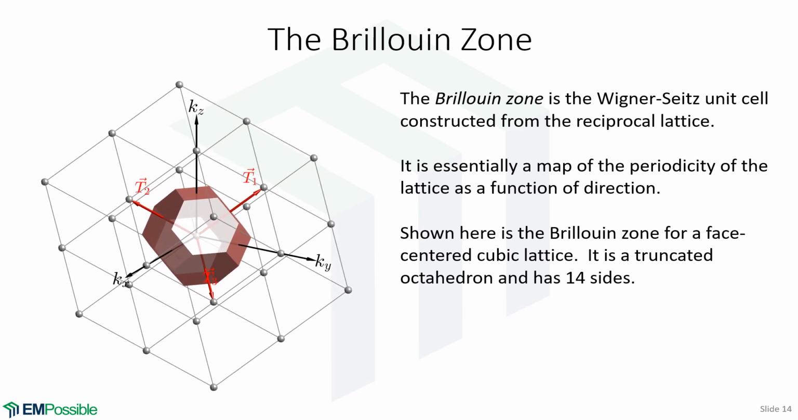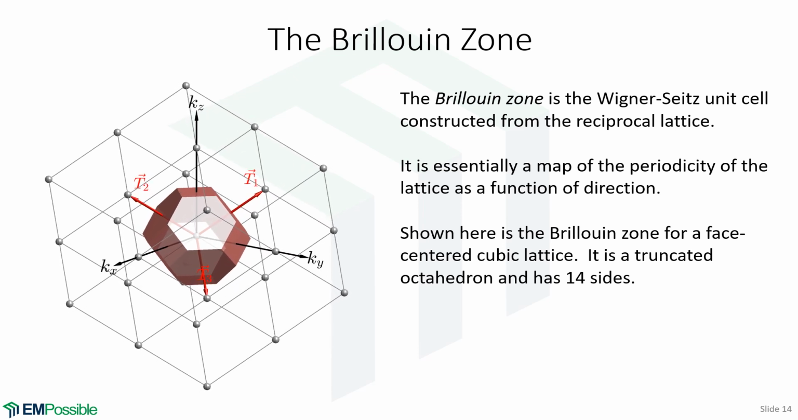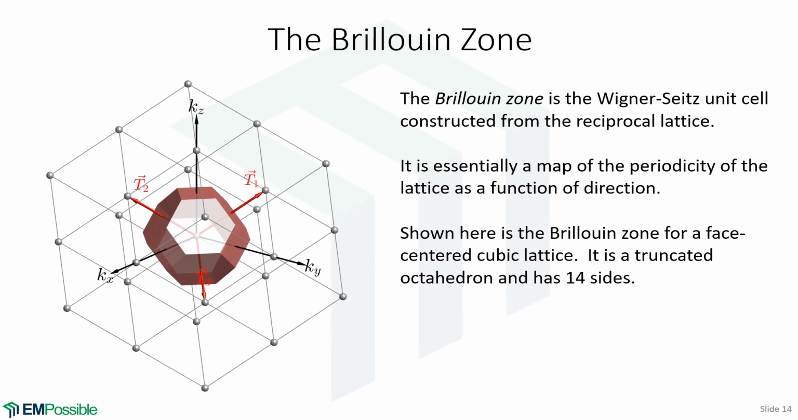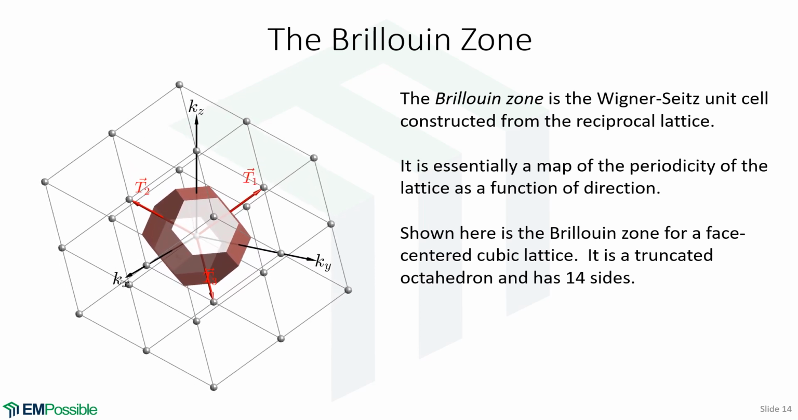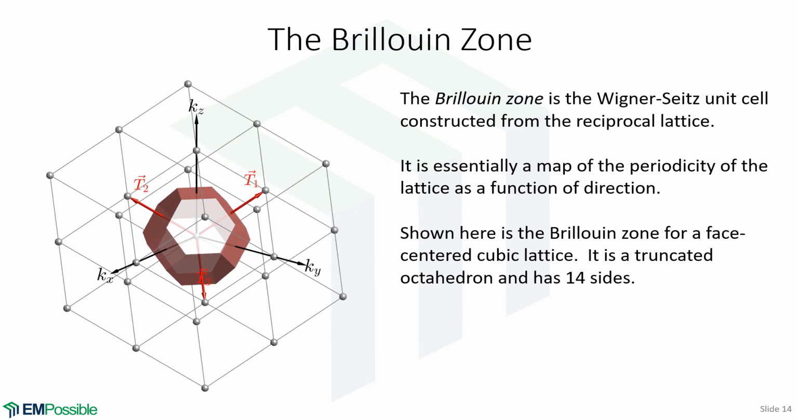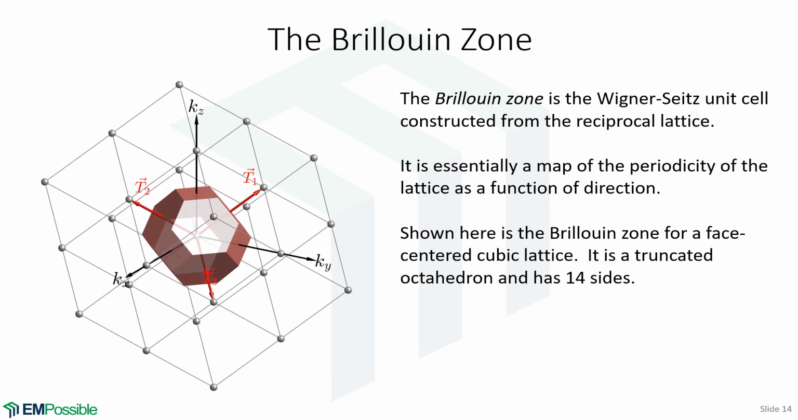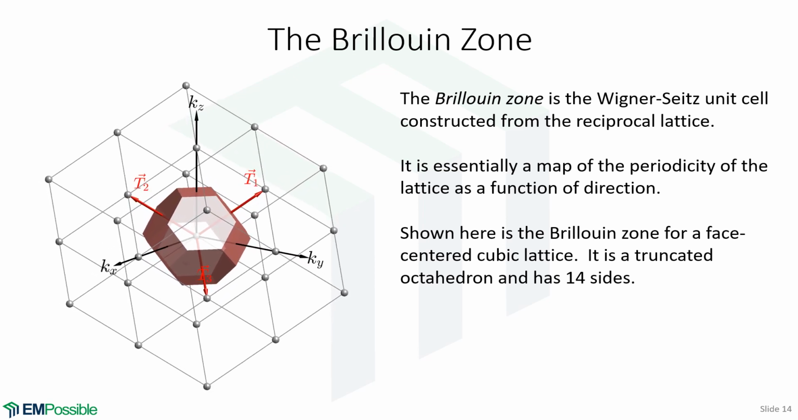And what I'm showing over here is the Brillouin zone for the face-centered cubic lattice. And it's a truncated octahedron, and it's got 14 sides. And if you do analysis on photonic crystals and metamaterials, this face-centered cubic symmetry will keep coming up, and we'll explain why that is. So the Brillouin zone is simply the unit cell for the reciprocal lattice.